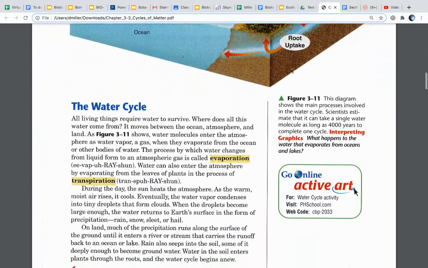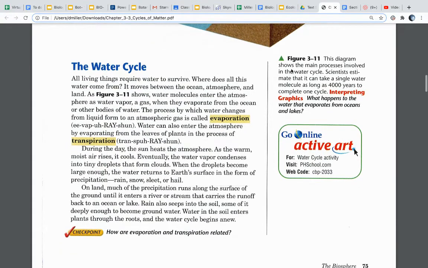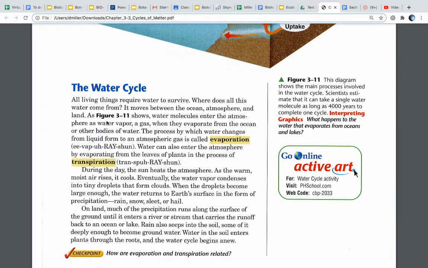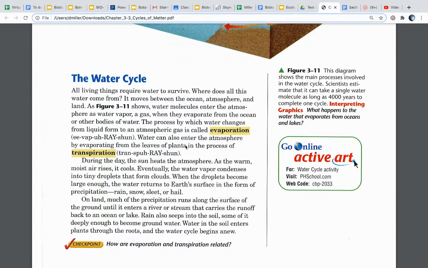The water cycle. All living things require water to survive. Where does all this water come from? It moves between the ocean, atmosphere, and land. As figure 3.11 shows, water molecules enter the atmosphere as water vapor, a gas, when they evaporate from the ocean or other bodies of water. The process by which water changes from liquid form to an atmospheric gas is called evaporation. Water can also enter the atmosphere by evaporating from the leaves of plants in the process of transpiration.